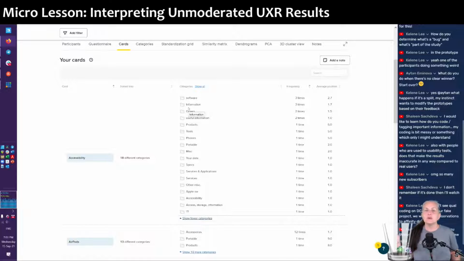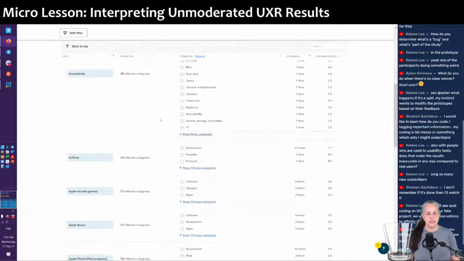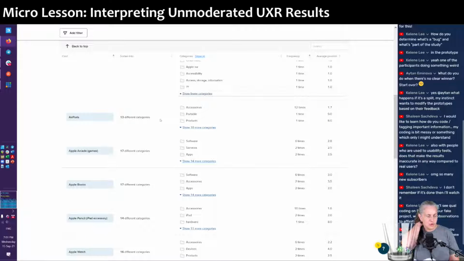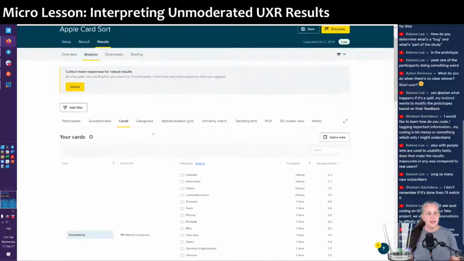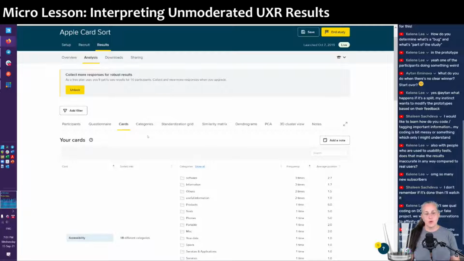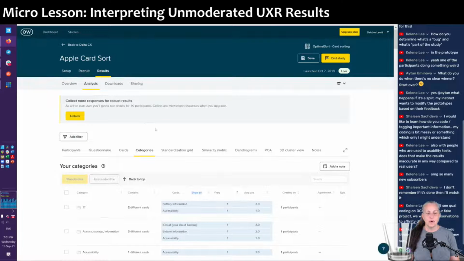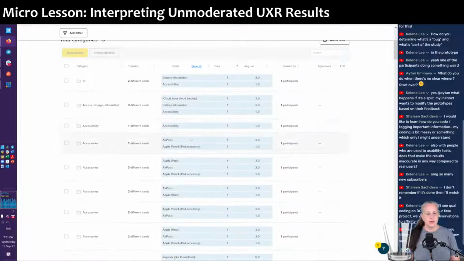You can tell from the things they name it where they think it goes, or that they really don't know where it goes. So this is good information, and it informs what I do, but this usually isn't the page that I spend the most time on in Optimal Workshop, even though it's fun to go through these and get a sense of where people put each of the cards. We also have the categories. So these are the categories that our people created.